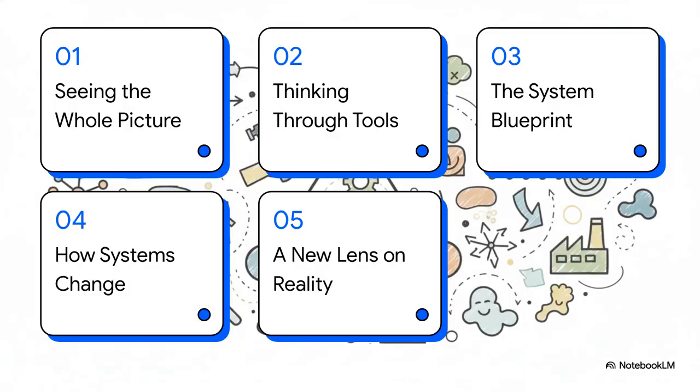We'll start with why we need to see the whole picture. Then we'll get into the tools we think with. After that, it's the main event, the activity system blueprint. We'll look at how these systems actually change. And finally, we'll wrap up by looking at the world through this incredible new lens.